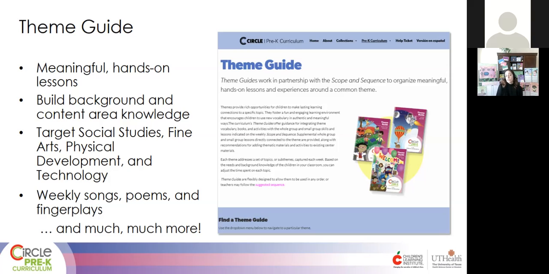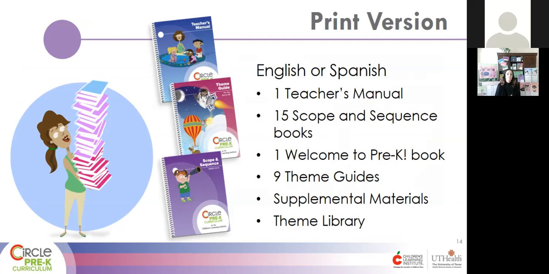So in addition to those domains, those colorful tabs that you saw on the scope and sequence a moment ago, the theme guide is also going to target the ones that you did not see on the scope and sequence, which are social studies, fine arts, physical development, and technology.